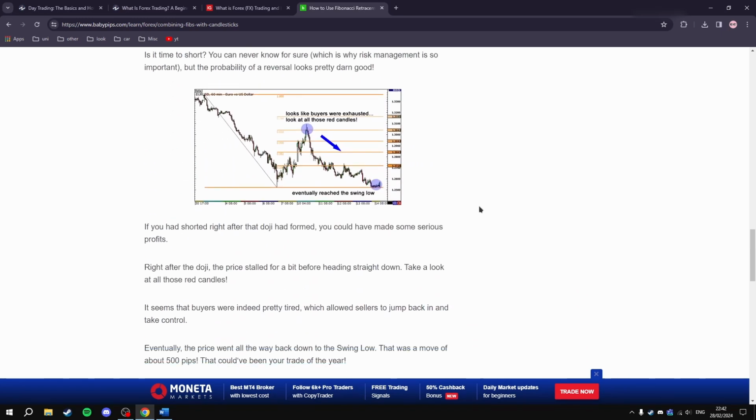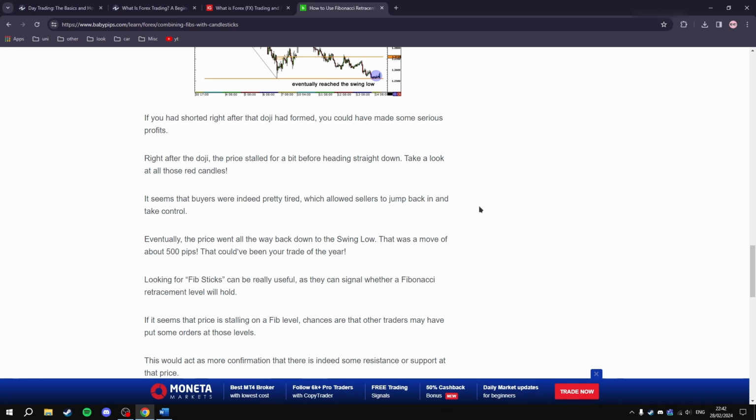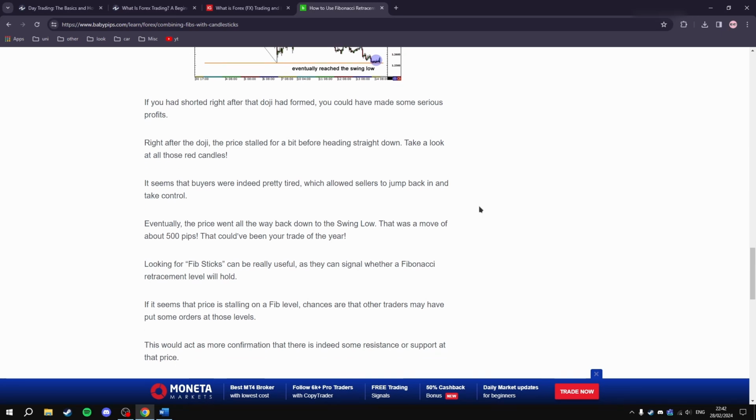If you had shorted after that doji had formed, you could have made some serious profits. Right after that doji, the price stalled for a bit before heading straight down. Take a look at all those red candles. It seems that buyers were indeed pretty tired, which allowed sellers to jump back in and take control. Eventually the price went all the way back down to the swing low. That was a move of about 500 pips. That could have been your trade of the year.